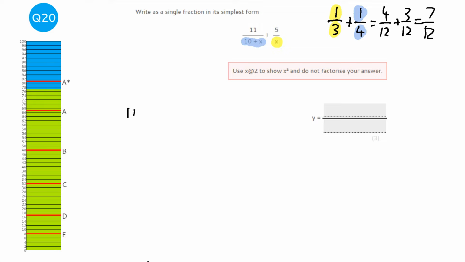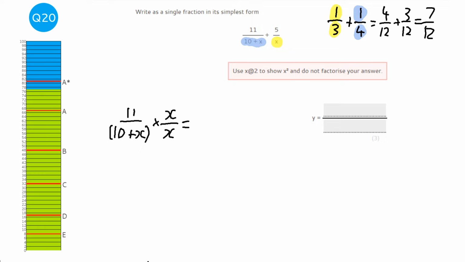So we're going to do 11 over 10 plus x. And we're going to times both of those. So we're going to times it by x over x. We're going to times top and bottom by the denominator of the second fraction. Now be careful here. What I always ask students to do is put brackets around any expressions that have more than one term in a fraction.